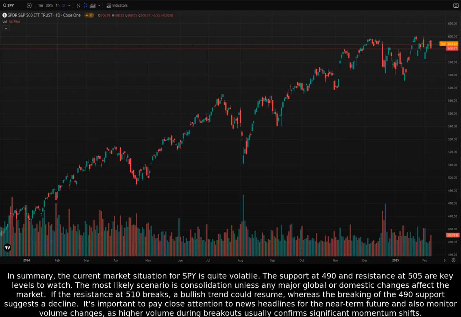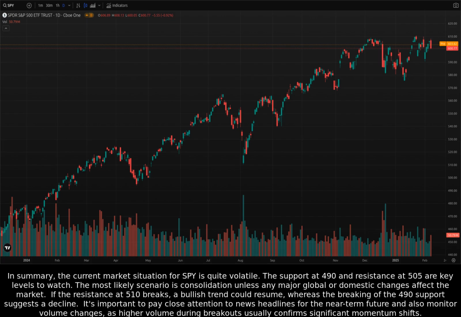In summary, the current market situation for SPY is quite volatile. The support at 490 and resistance at 505 are key levels to watch. The most likely scenario is consolidation unless any major global or domestic changes affect the market.